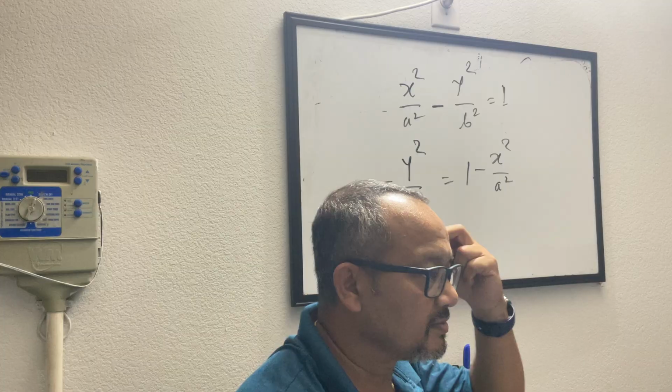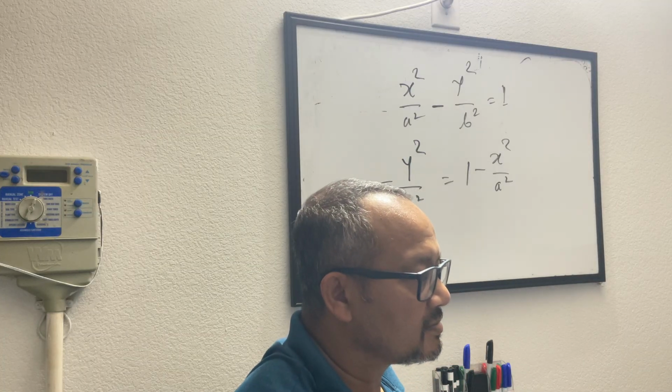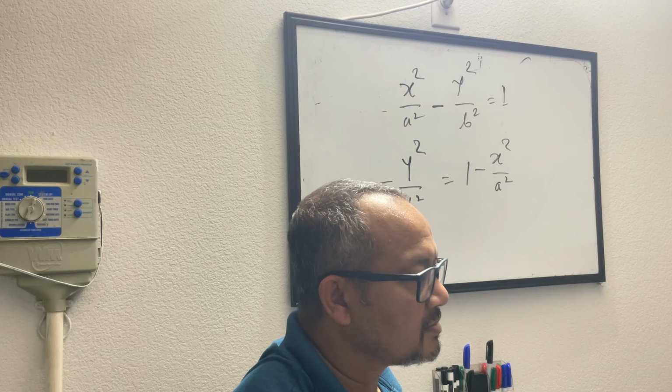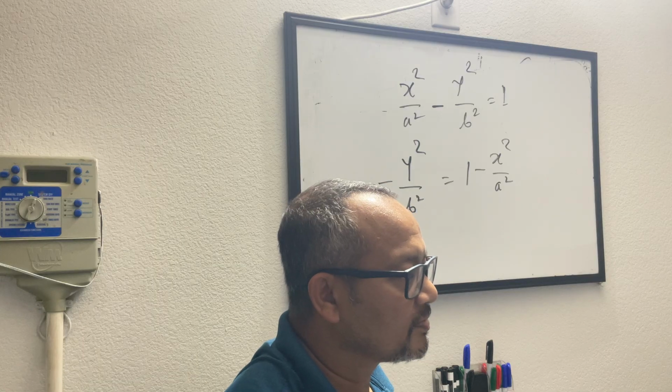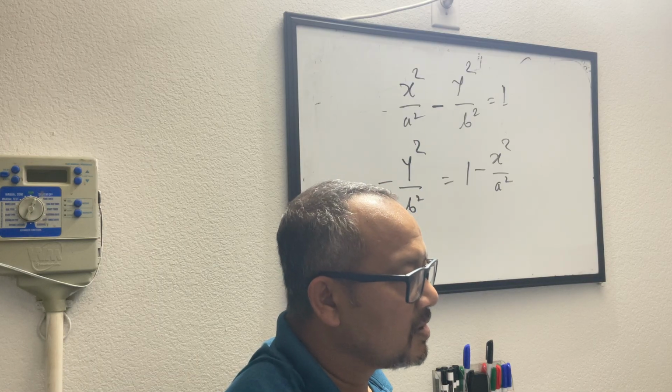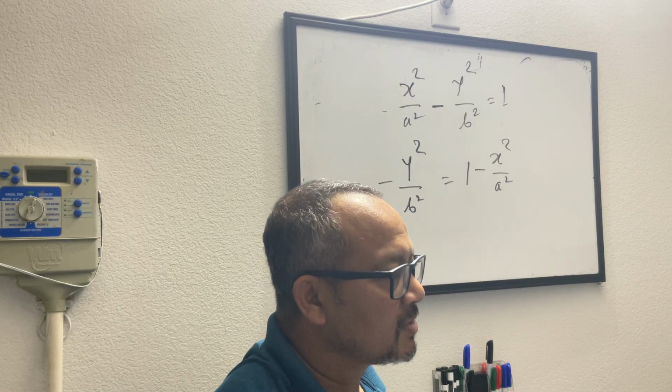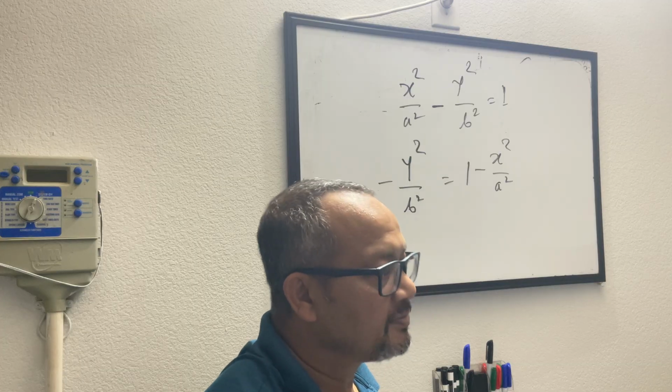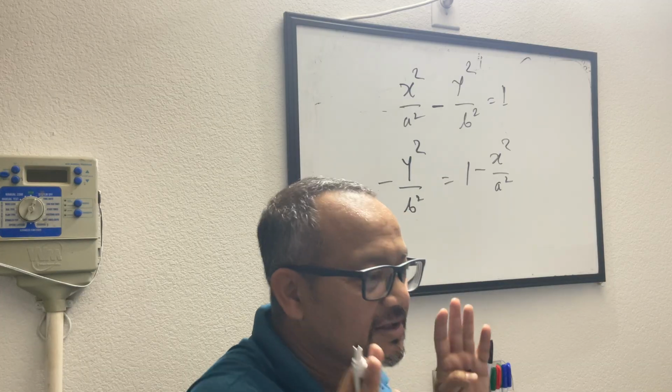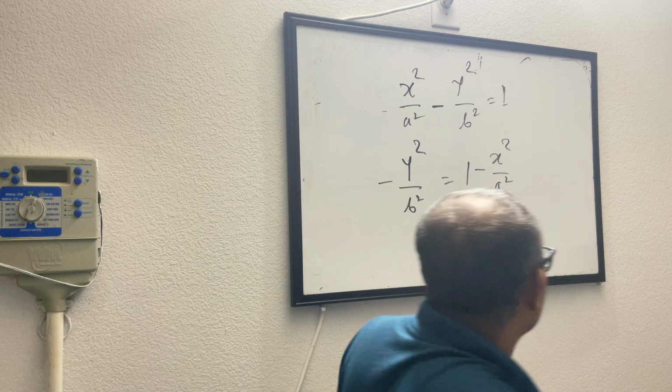Wait, I'm backtracking a little bit, but is it the same if it's not centered on the origin? Is it the same as the ellipse, where it's x minus h squared? Okay. Exactly. So see, there's one rule of thumb that you can always keep in mind.